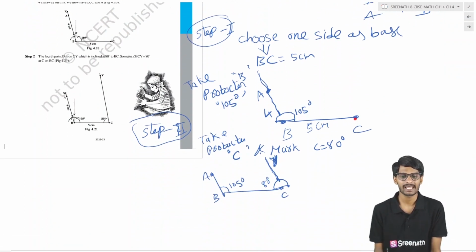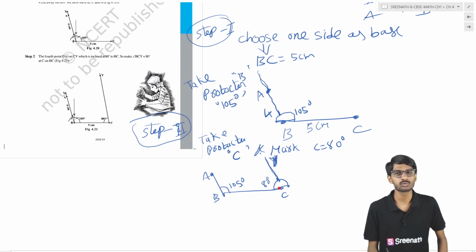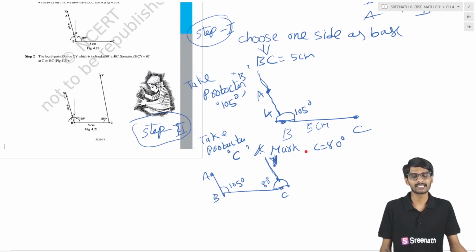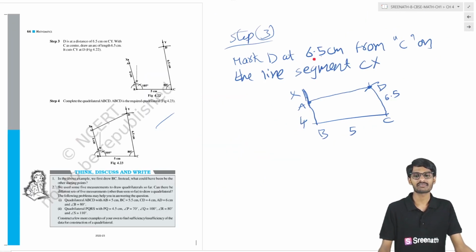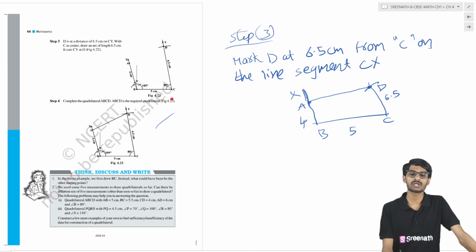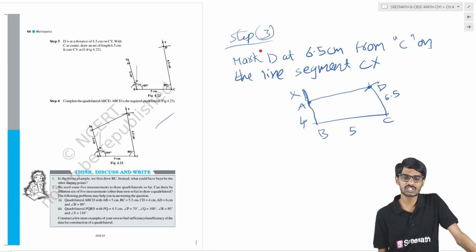Now you move to point C, put the protractor again and mark 80 degrees. This is the remaining angle, so this is also completed. After that, having completed these three steps, you take this arc, and you know the distance from C to D is 6.5 centimeters. So you mark the point D at 6.5 centimeters from C. Then from that point to A, which is at 4 centimeters, you complete the line segment. Finally, the quadrilateral is done.